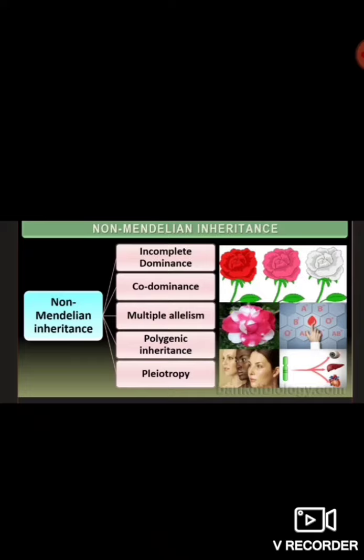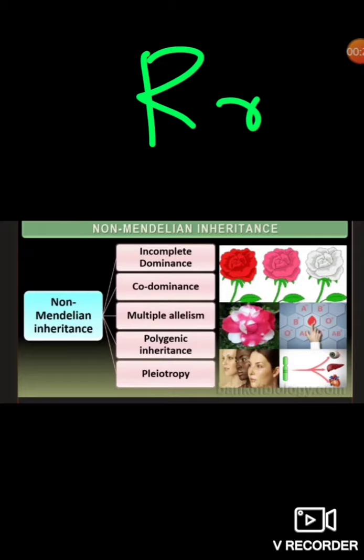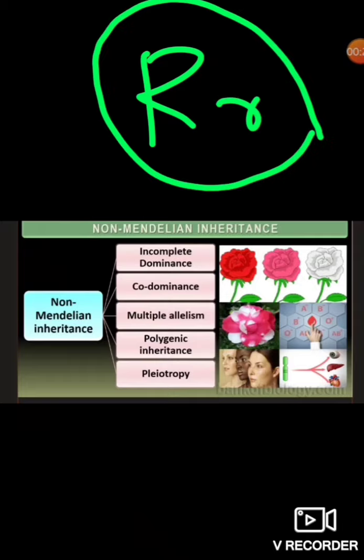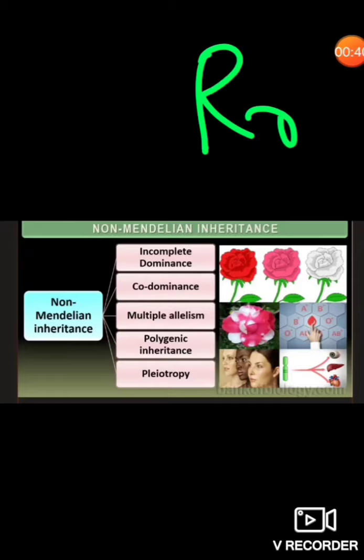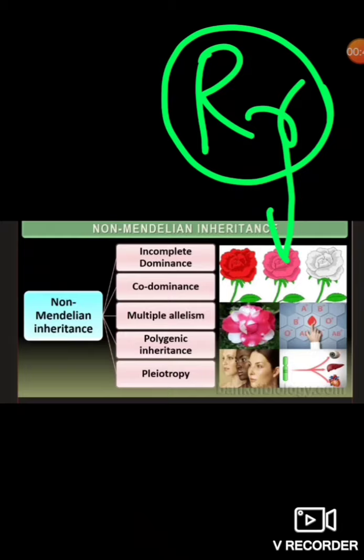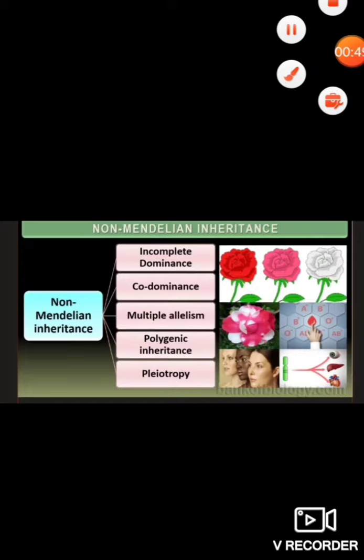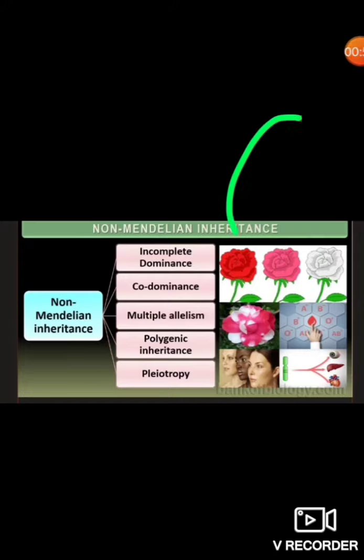Incomplete dominance is when there are two genes. If you say the color of the flower is red and white, in the heterozygous condition red is a dominant allele, but still it is not completely dominant over the white allele. In the heterozygous condition it should be red, but instead of red, what is it expressing? It is expressing pink color. This we call incomplete dominance. That means the dominant allele is not completely dominant over the recessive allele.